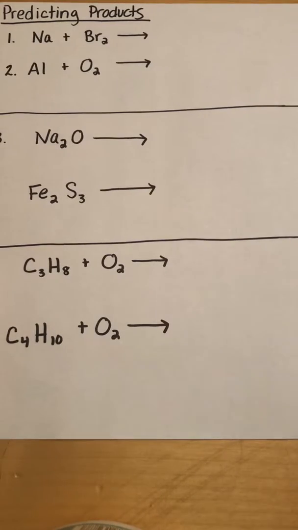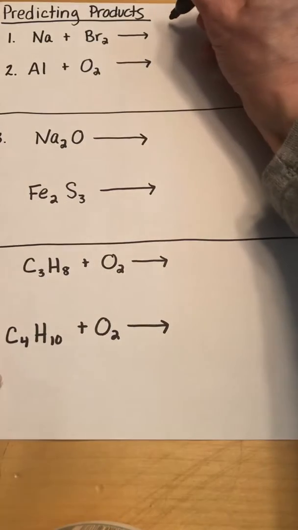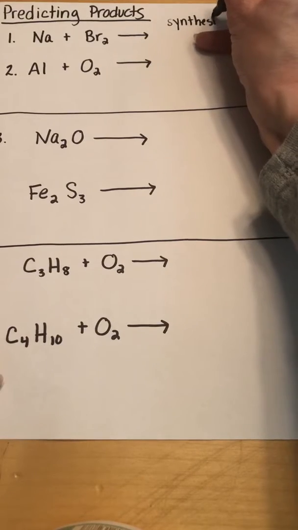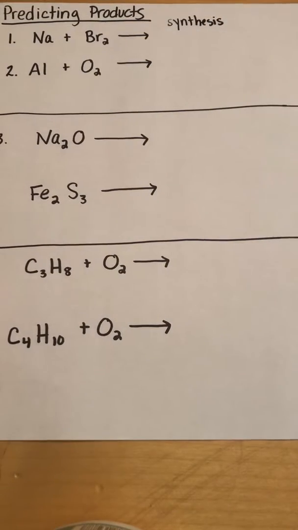So if we look at the first one, I have an element plus an element, and the first thing I want to do is identify what reaction type it is. Whenever you have an element plus an element, the only reaction type it can be classified as is a synthesis. A synthesis is the only reaction type where you can start with just 2 single elements. That's the only possible thing that can happen, is that those 2 elements join together. There's no other opportunity for them to do anything else.